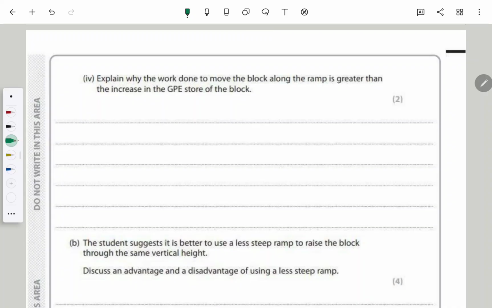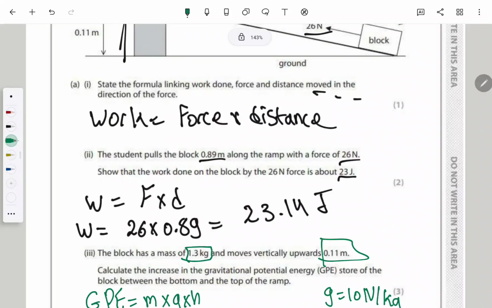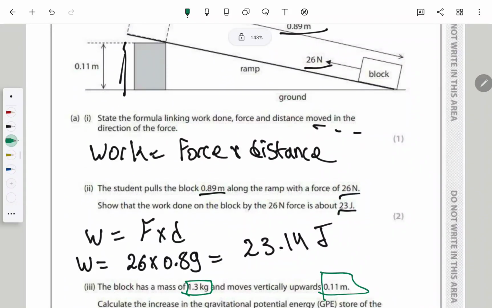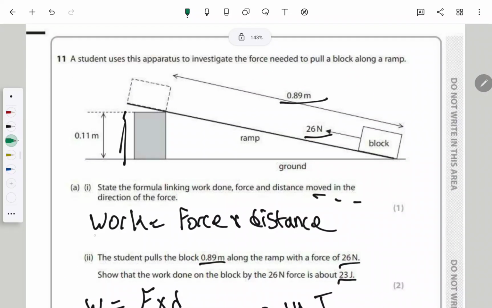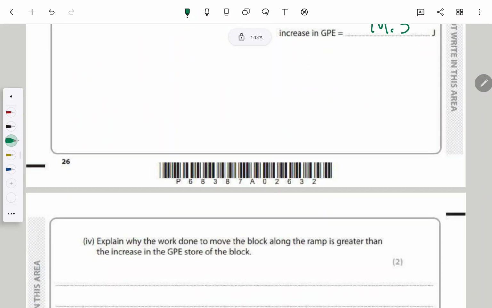Explain why the work done to move the block along the ramp is greater than the increase in the gravitational potential energy store of the block. We already discussed this point before. Now look, work is a combination of all movement energies. And if you look at this block, it didn't just go up, because that's what gravitational potential energy is. It's a movement of up and down. No, it went up, but it also moved to the left. So work in this scenario is both.